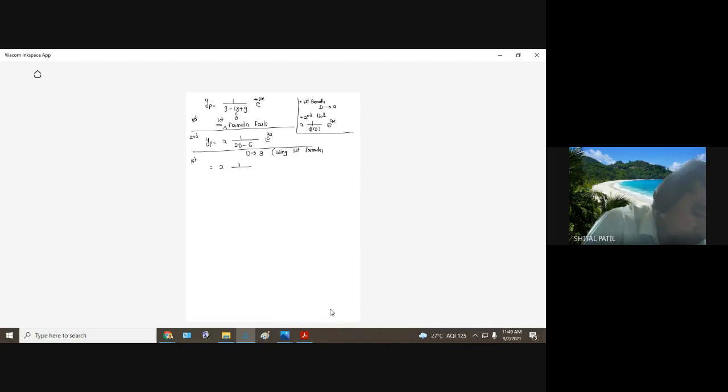Is everyone understanding? Why am I saying I am using the first formula? Since I am replacing d by 3, therefore. Okay? Again I got 6 minus 6, which is 0.